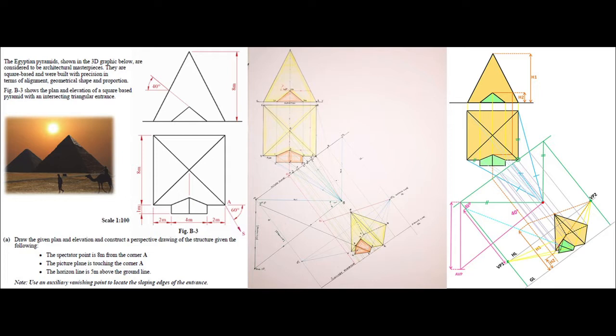Now there's a scale on the question. 1 is to 100, so 8 meters would transfer to 80 millimeters and 5 meters to 50 millimeters. The auxiliary vanishing point is the new part we are dealing with today, which was not present in the previous example. Let's get to it.